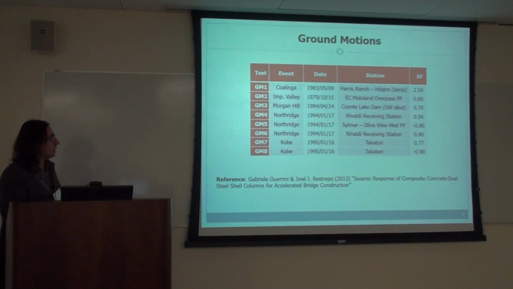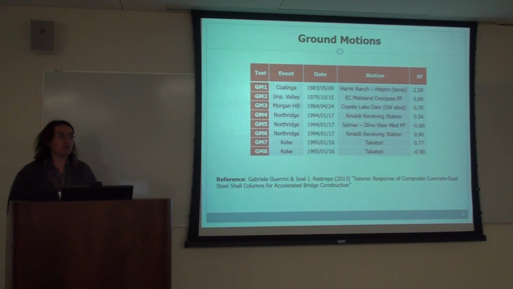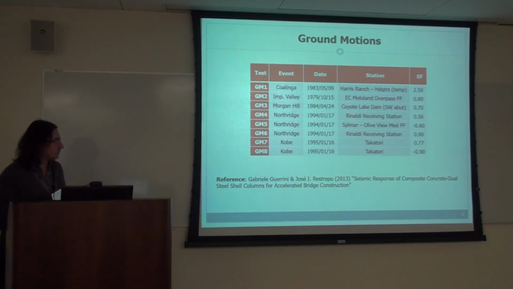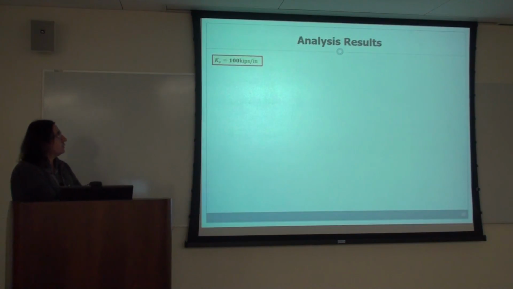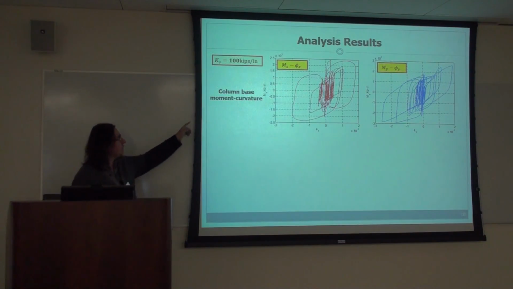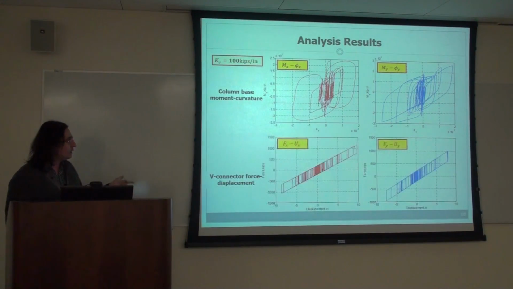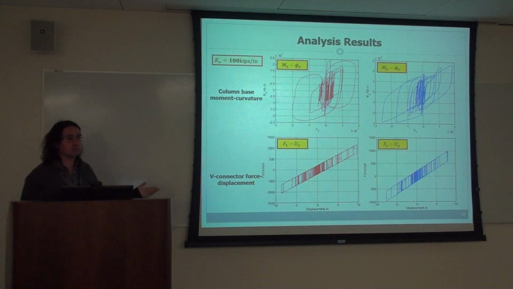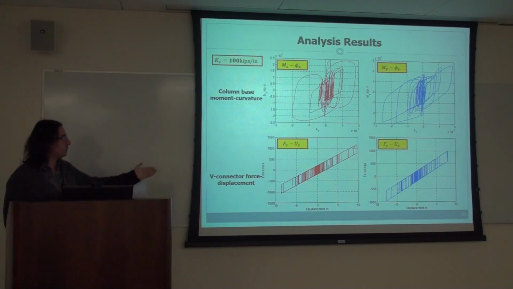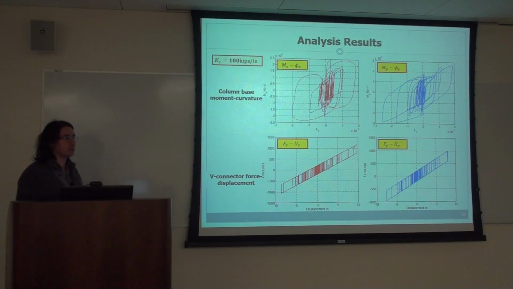and this is just a set of ground motions that has been used, and actually it has been used previously in a test from the researchers at UCSD. And this shows some analysis results for a stiffness of 100 kips per inch. This shows the column base moment curvature, so it's not elastic column response. And this just shows the V connector force displacement response. I plotted it here to show that it behaves the way that we modeled it.